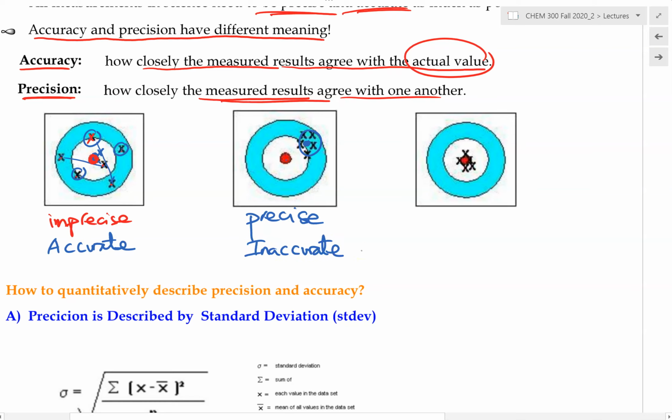Inaccurate. And now, if we were to have this result right here, this would then be both accurate and precise. And these are the kind of measurement values or the kind of data that we aim at and want to work towards in science, that we want our data to be accurate and precise as much as we possibly can.